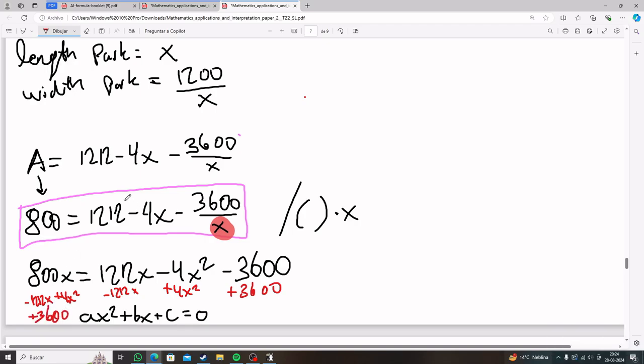So if you do all of that at once, trust me, what you're going to end up with is 4x squared, minus, how much is that actually? 412x, right? And also you end up with plus 3,600 equaling 0.